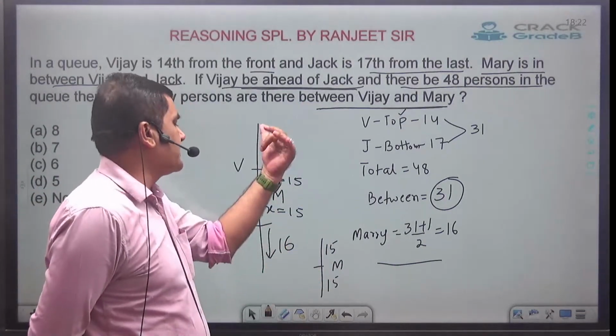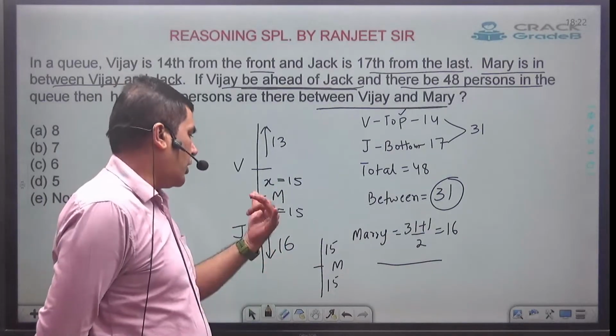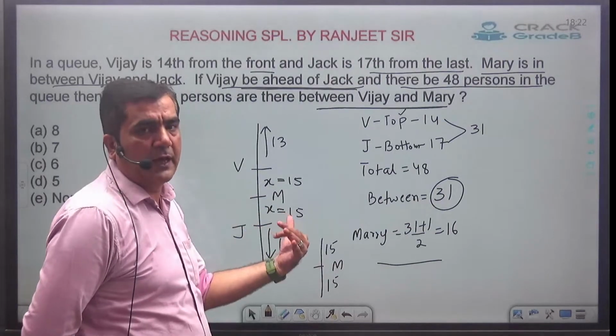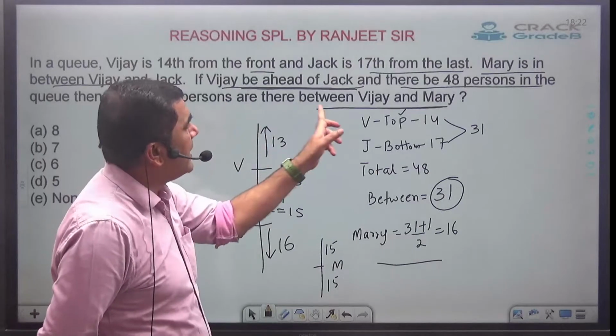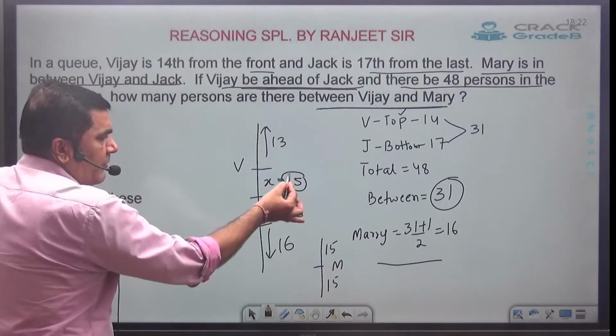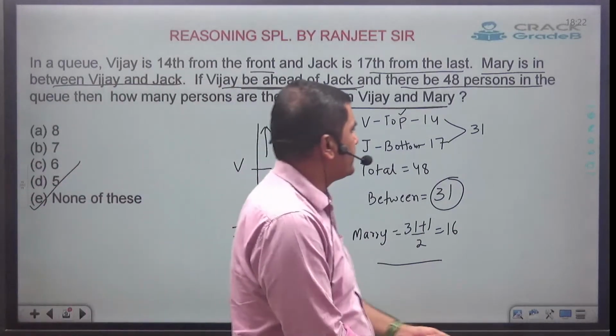Top of Vijay is 13. Bottom of Jack is 16. Mary is in the middle. So between Mary and Vijay is 15, between Mary and Jack is 15. Everything is crystal clear now. The question is, how many persons are between Vijay and Mary? I can see there are 15 persons between Vijay and Mary. The answer should be none of these.